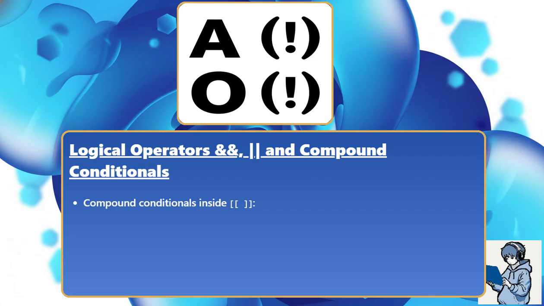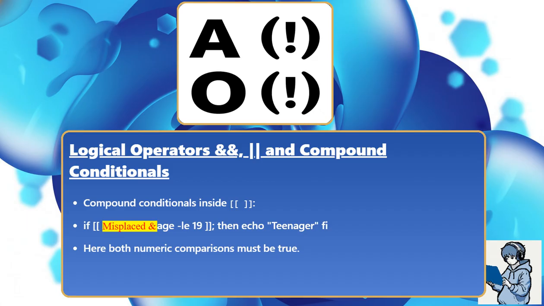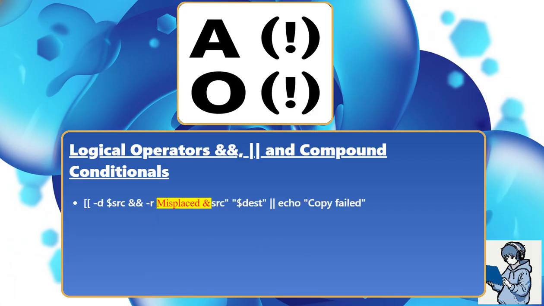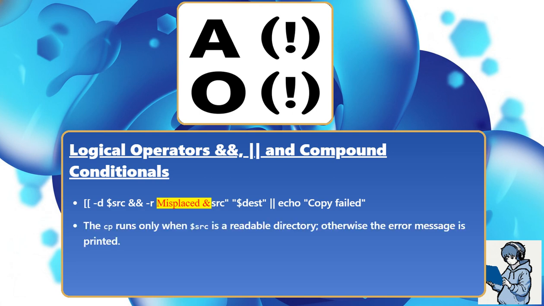Compound conditionals inside double brackets: if age is greater than or equal to 13 and age is less than or equal to 19, then echo "teenager". Here both numeric comparisons must be true. Chaining multiple operators: if source is a directory and source is readable, then copy recursively source to destination, or echo "copy failed". The copy runs only when source is a readable directory, otherwise the error message is printed.